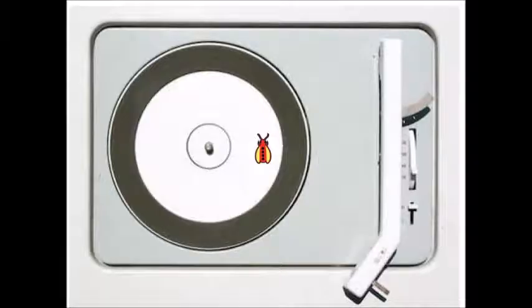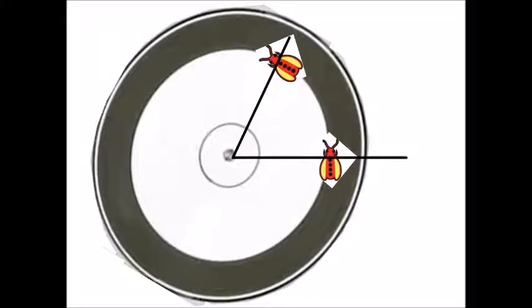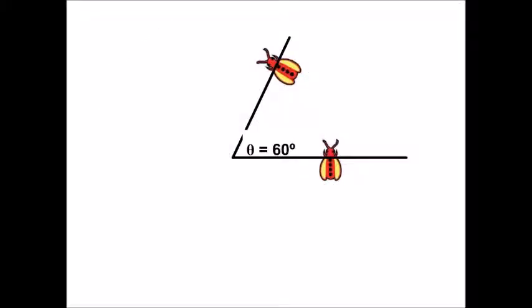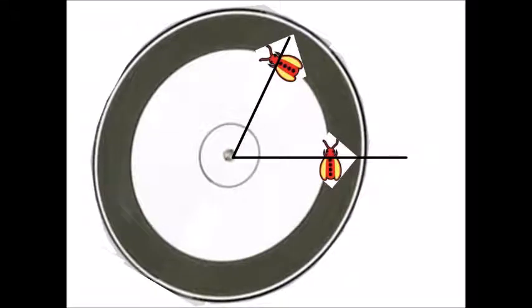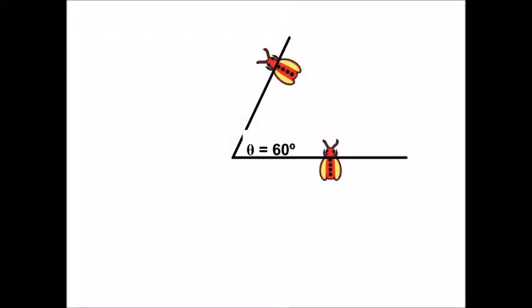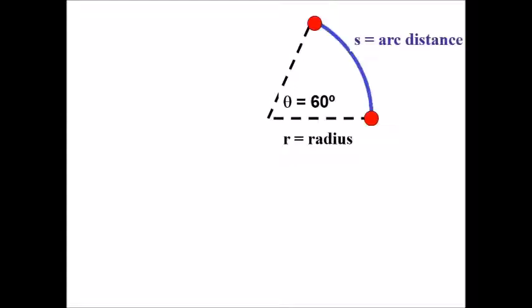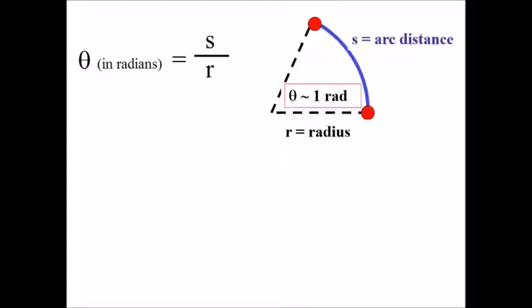That bug on the record player is moving in the wrong direction. I'm not changing that. It's moving in the wrong direction, going about 60 degrees. We could talk about the bug's location in terms of X and Y. Easier just to say that the bug experienced 1/6 of a rotation, 60 degrees, or we could express that same angle in radians. Radians, the ratio of the arc distance traveled to the radius.